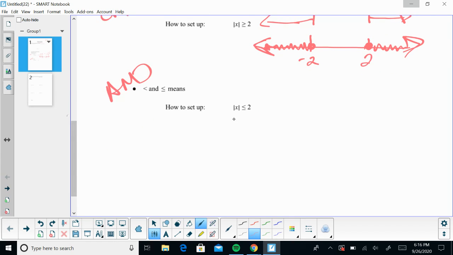Now talking about x is less than 2. Again, I would have x is less than or equal to 2, and x is greater than or equal to negative 2. I flipped my inequality, I put my negative.